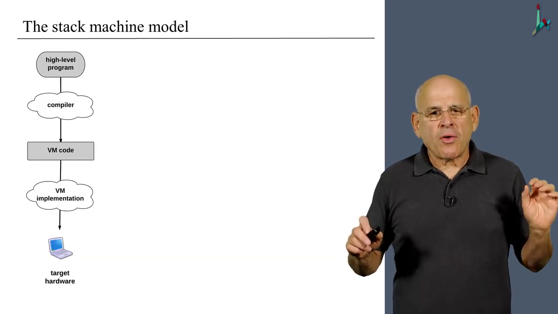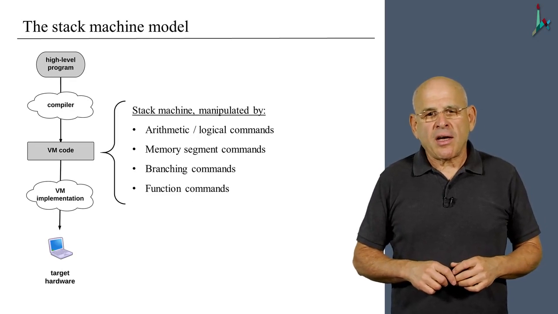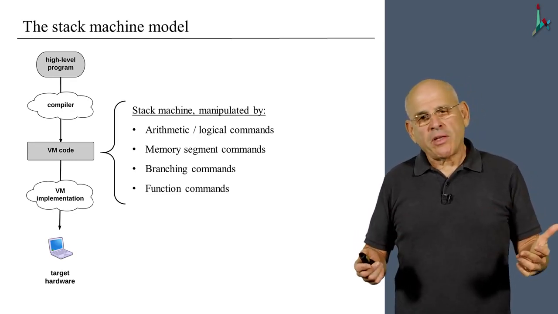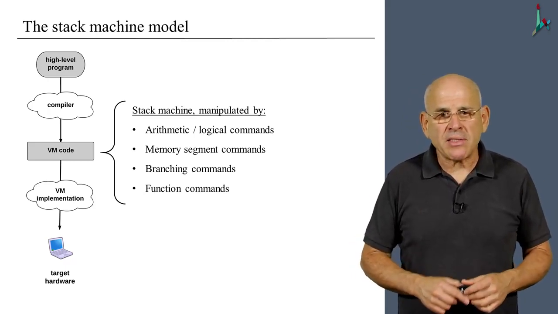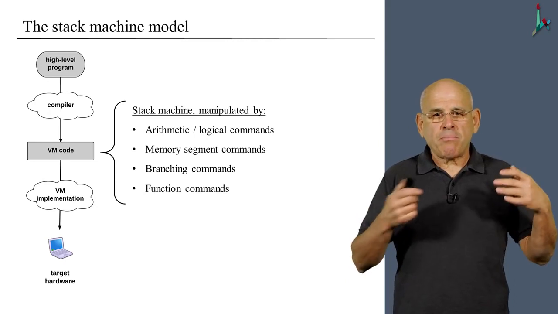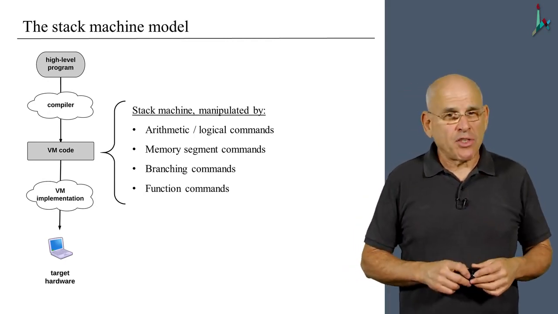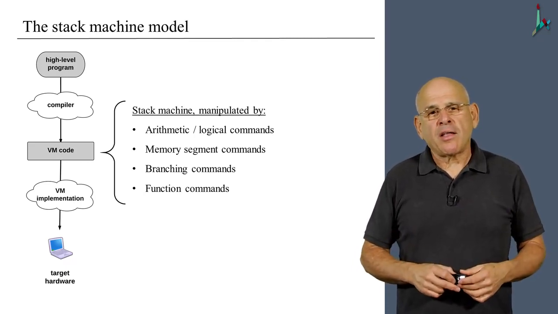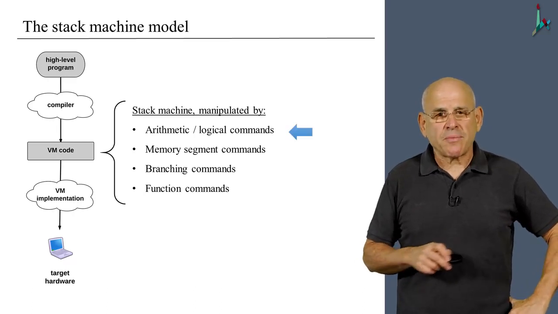All right, so here is the virtual machine in its whole glory. It's a stack machine which is manipulated by 4 categories of commands: arithmetic logical commands, memory segment commands, branching commands, and function commands. And what we'll do next is talk a little bit more about arithmetic and logical commands.